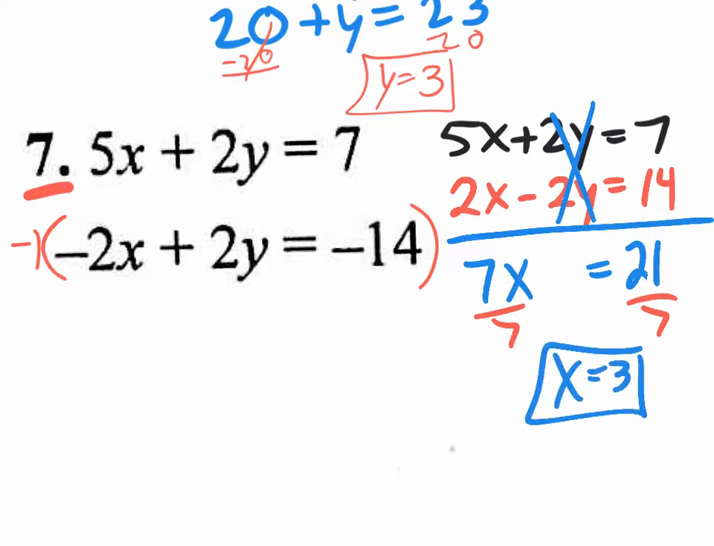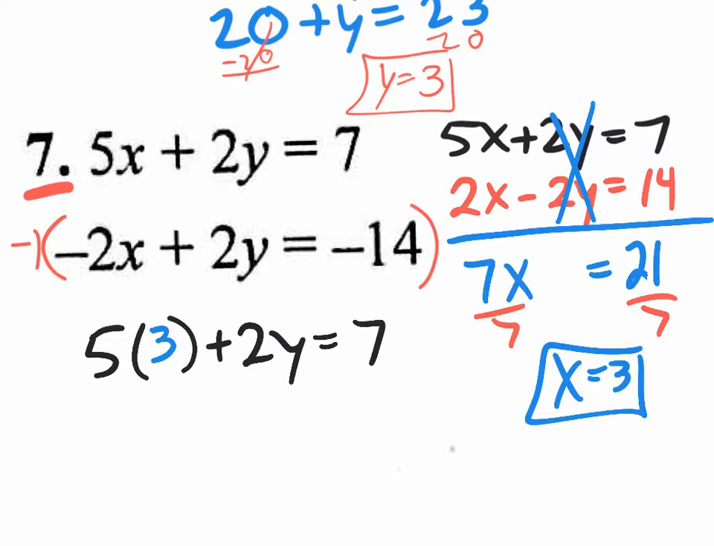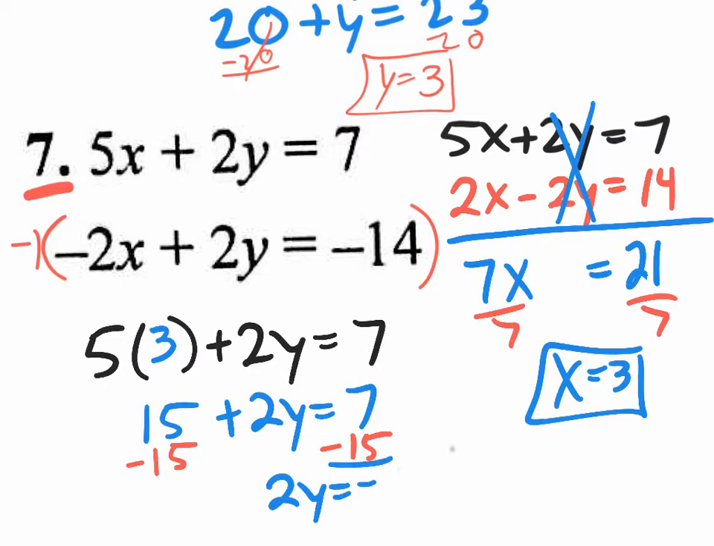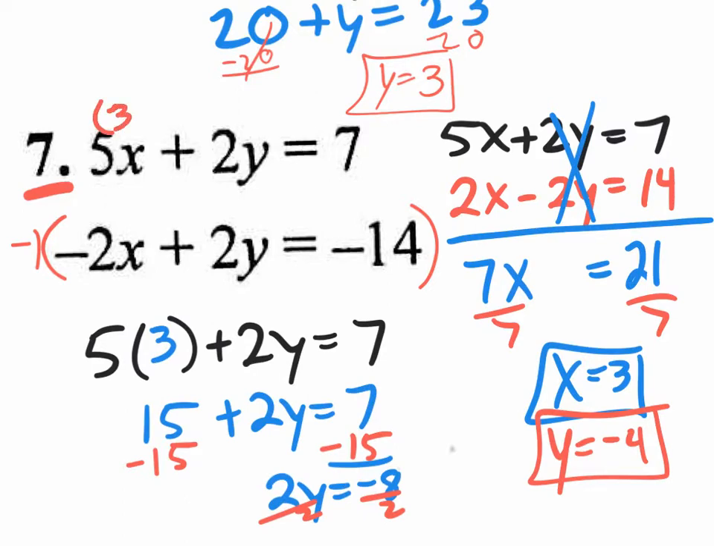Let's plug it into the top equation. 5 times x, that's really going to be 5 times 3, plus 2y equals 7. 15 plus 2y equals 7. Minus 15, minus 15. 2y equals negative 8, which means y equals negative 4 when you divide both sides by 2. So your answer is 3 comma negative 4.